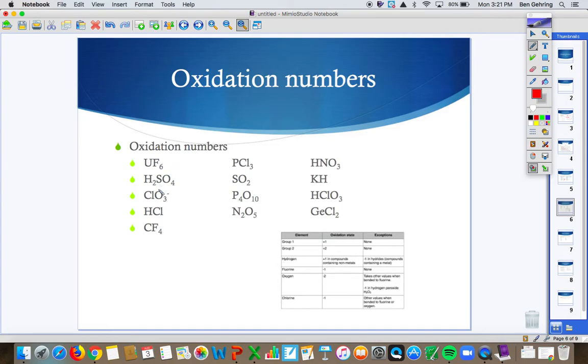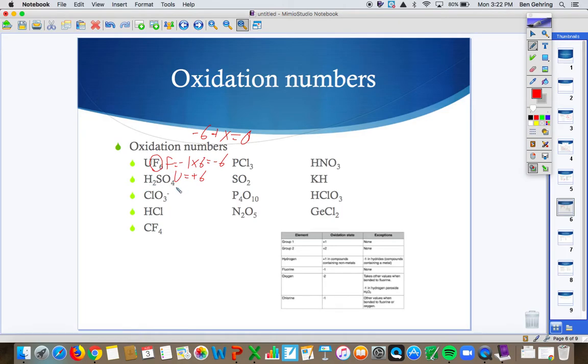Okay, for these, let's do some practice. I want you to determine the oxidation number of each atom in the compound. So you have UF6, uranium fluoride. I know that fluorine has what charge? The answer is -1. Because fluorine is -1, and there are 6 of them, -1 times 6 equals -6. I have to get to 0 because they didn't give me a charge. So -6 plus x equals 0. In this case, x is going to be 6. So fluorine is -1, uranium equals +6.